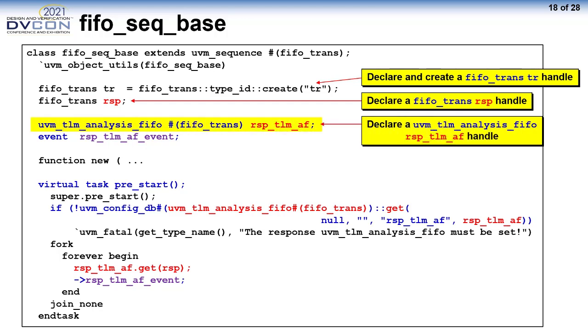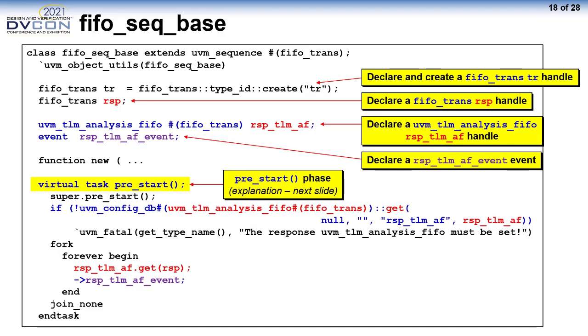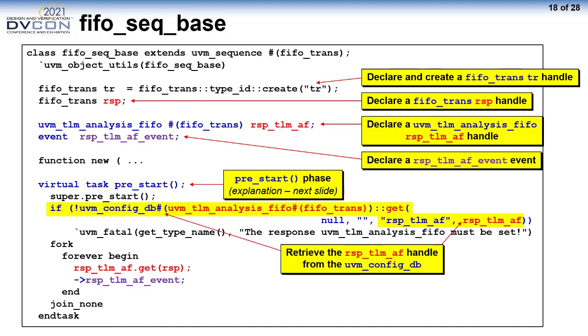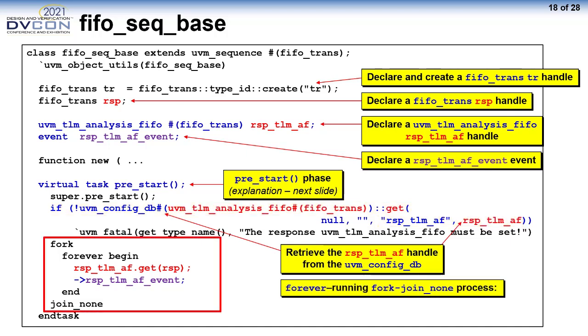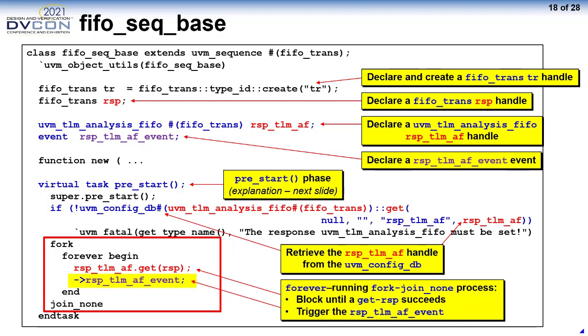The FIFO-Seq base also declares a UVM TLM analysis FIFO handle and declares a response TLM analysis FIFO event for synchronization. The FIFO-Seq base also declares a pre-start task with a get command to retrieve the response TLM analysis FIFO handle from the UVM config DB and uses fork join none to spawn off a separate free-running forever loop that performs the necessary synchronization between the broadcast transaction queued up into the response TLM analysis FIFO and the command task that is waiting for the response to calculate the next command task.